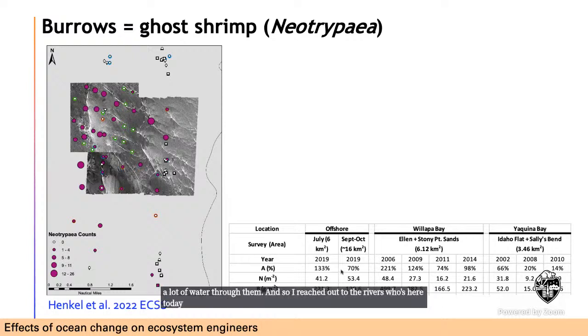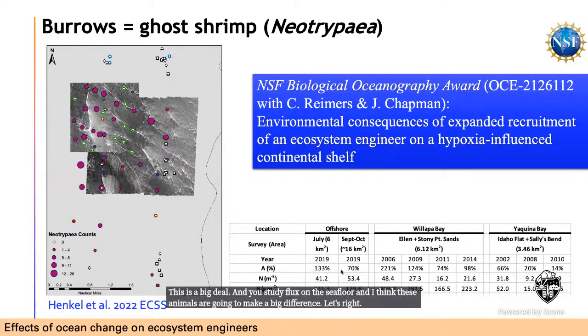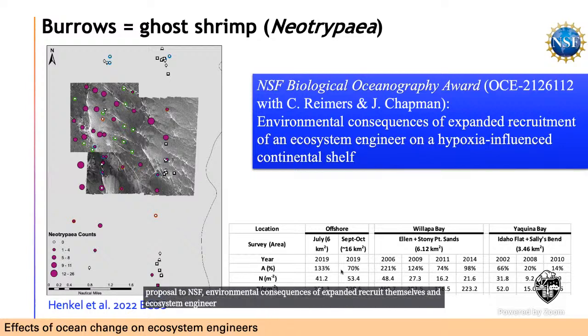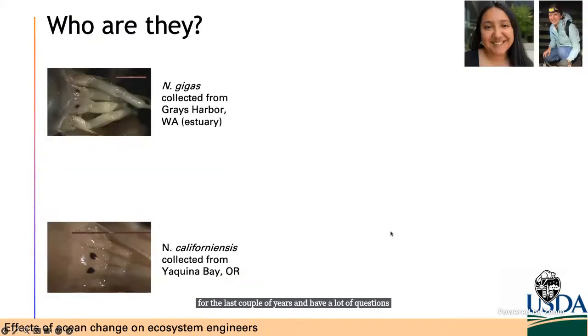And so I reached out to Claire Reimers, who's here today as well, and said, Claire, this is a big deal. And you said, right. So we wrote this proposal to NSF, environmental consequences of expanded recruitment of an ecosystem engineer on a hypoxia-influenced continental shelf. We got all the right words in there. And it was like, yeah, we agree. So we've been working on that together for the last couple of years.